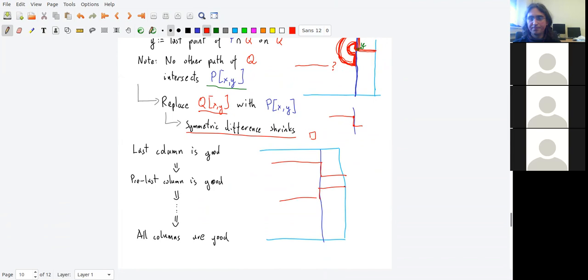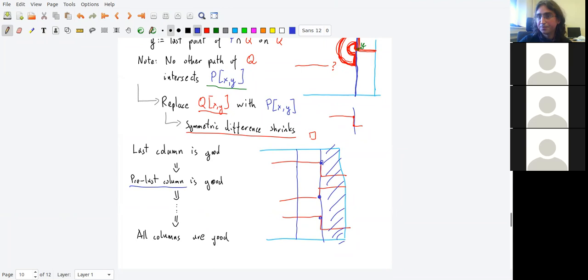Yeah, the intersections are connected. So now we can apply the same reasoning for the pre-last column. If I now look at the pre-last column, then actually I can forget about all this part of the picture because I already do not have the left excursion from the last column. So this path cannot go back. So I can think of this as simply the end of those rows. And I can apply the same reasoning for the pre-last column to say that the pre-last column is also good.